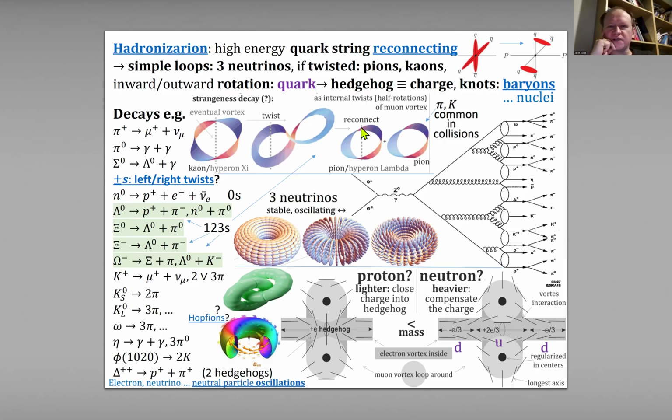Also, we could get this additional twist for such loop, and it seems in agreement with strangeness. So usually, if you have strange baryons, they usually go to one lower strangeness plus pion or kaon. So this kind of picture seems to resolve this strangeness decay.